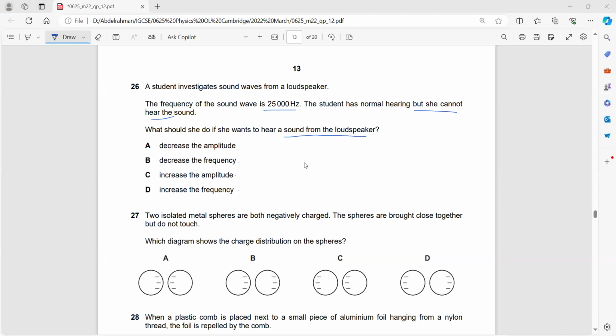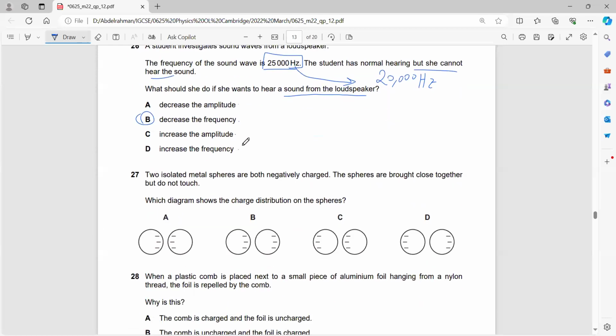Definitely, she should decrease the frequency. Why? Because 25,000 hertz is above the normal human hearing range. It needs to be less than 20,000 hertz. So she definitely needs to decrease the frequency.